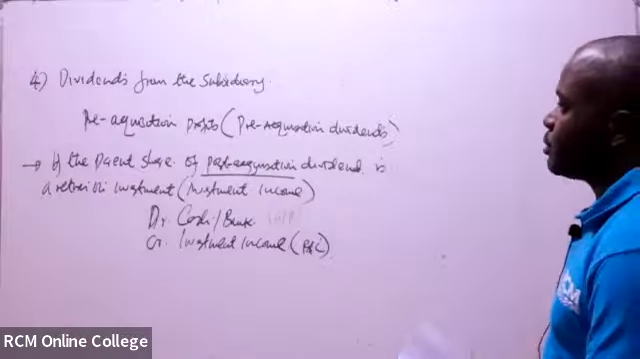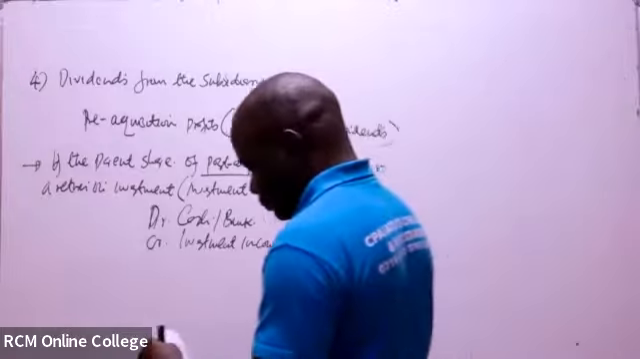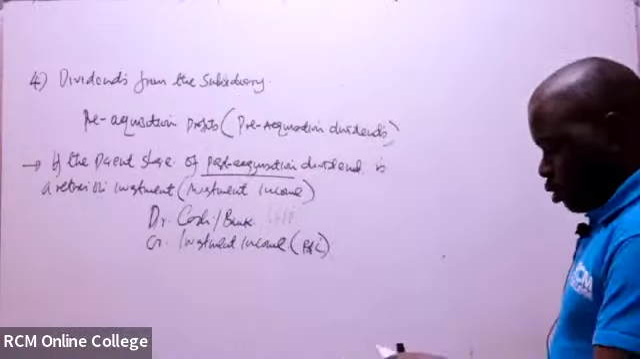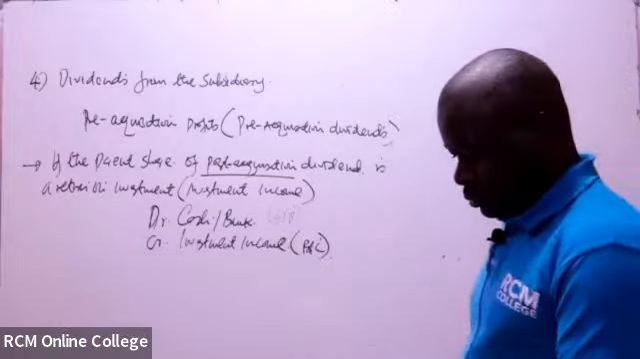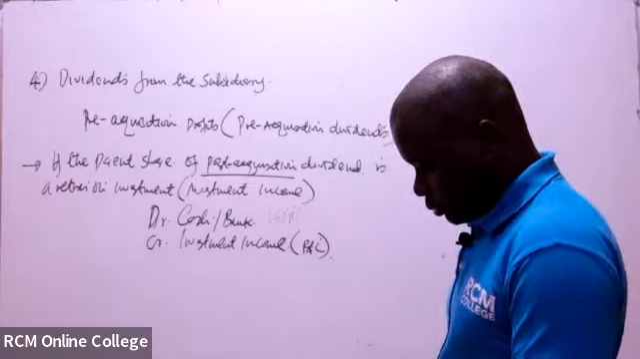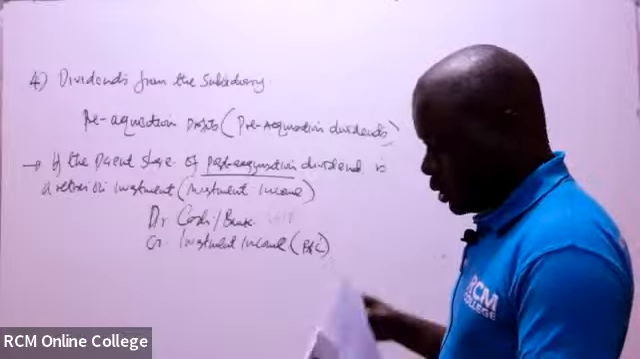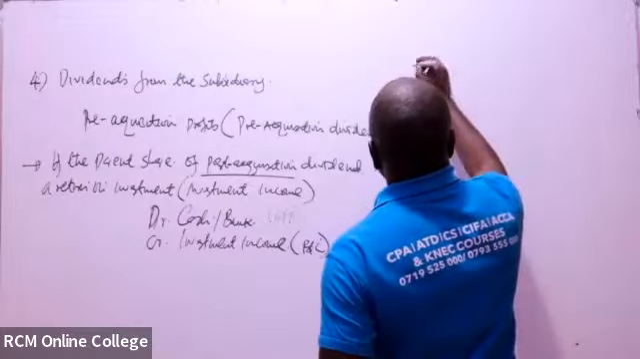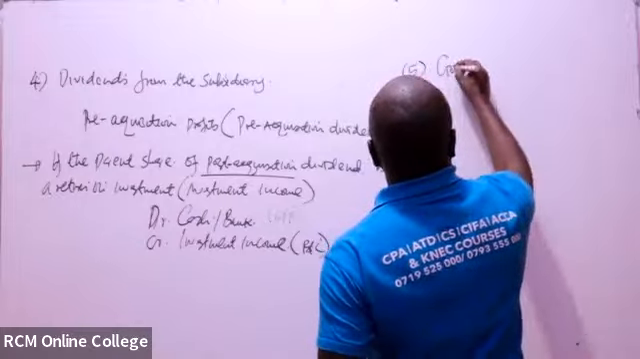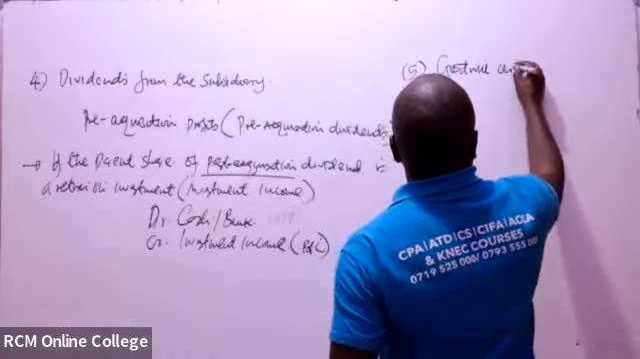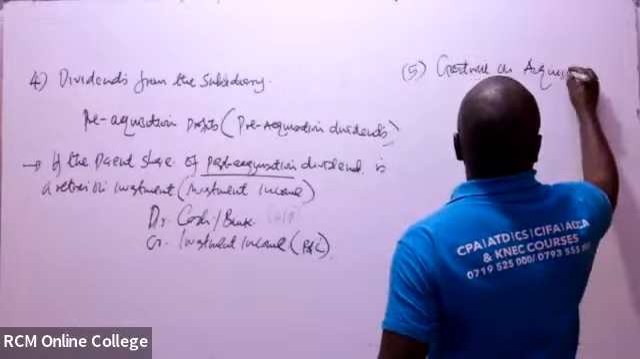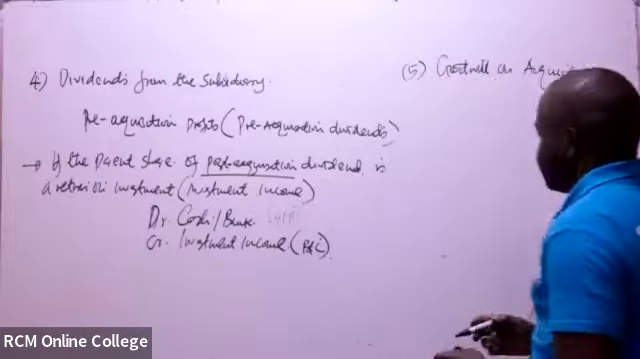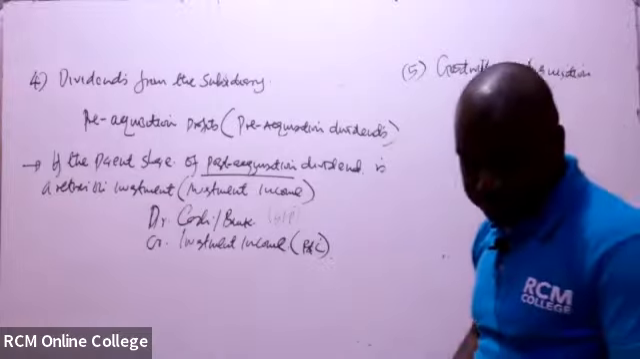Goodwill on acquisition. So number 5, you write goodwill on acquisition.